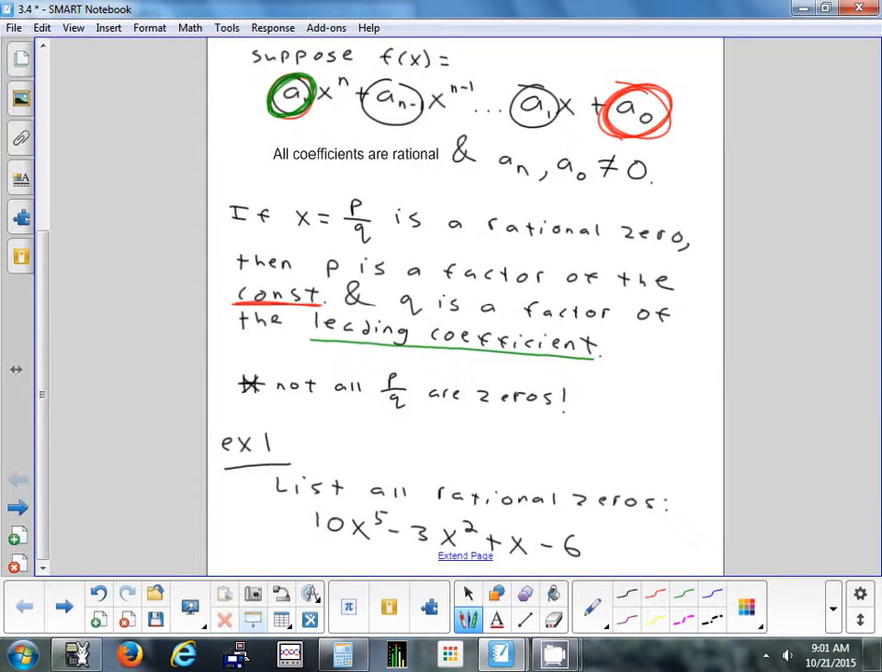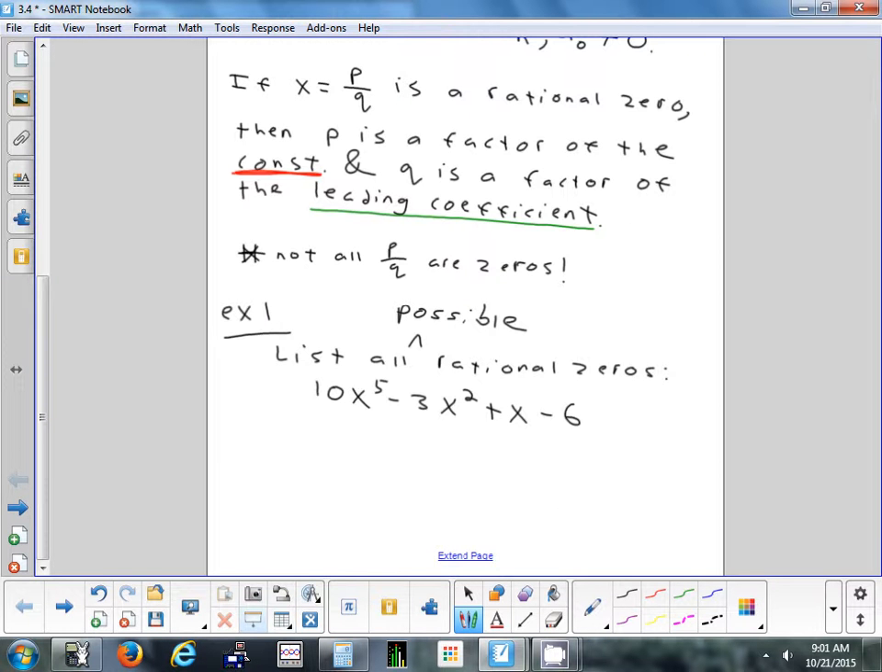All right, so I want to take this polynomial and I want to list all the rational zeros. You know what? I'm going to put a word in here, all possible. We're going to make just a list of possibilities. There's two numbers you need to focus on. -6 and +10.